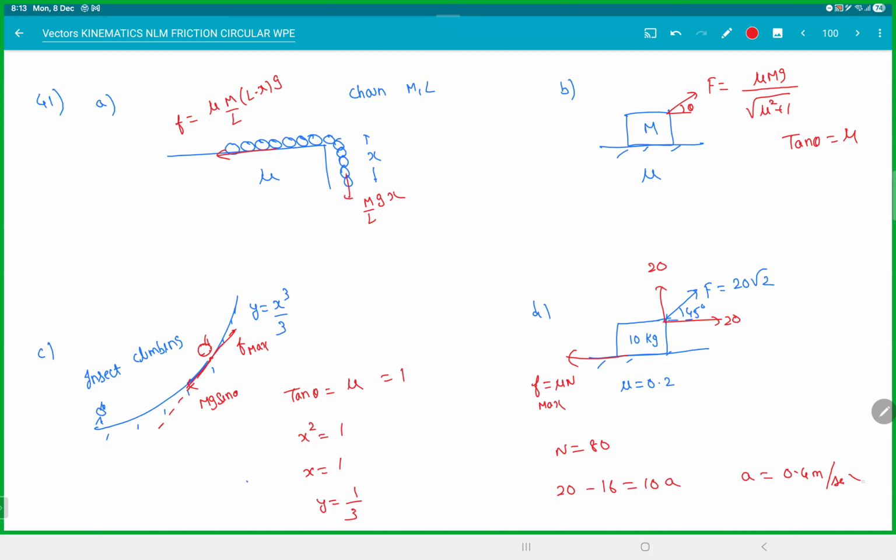And I can ask you more questions on that. Find the work done by the force in 2 seconds. Then I'll use S is equal to half at square for displacement, and then force into displacement. Clear with that?